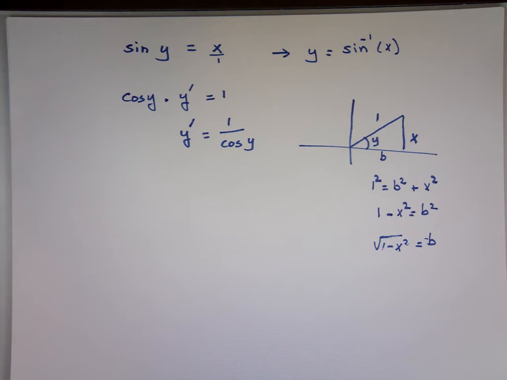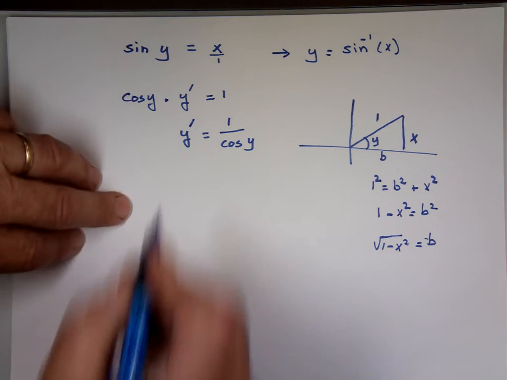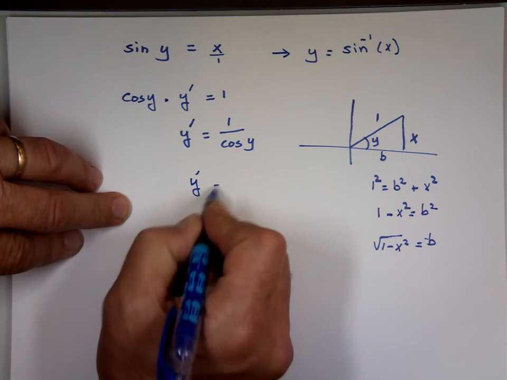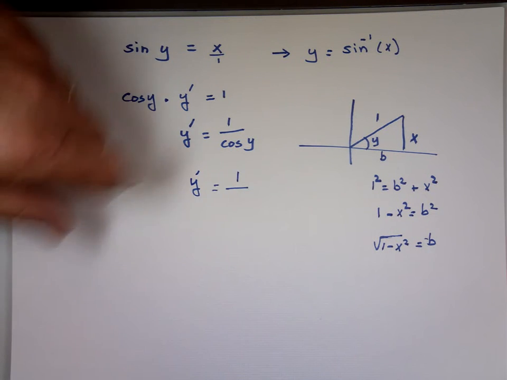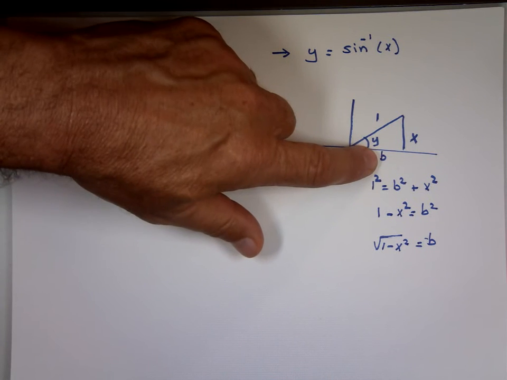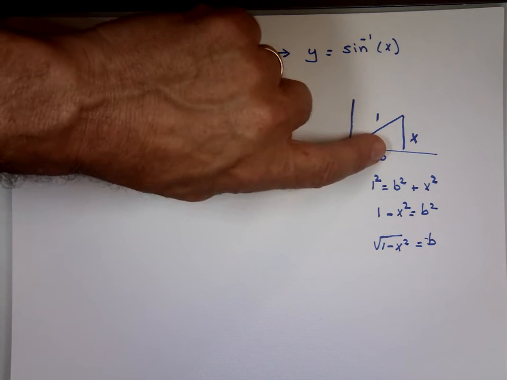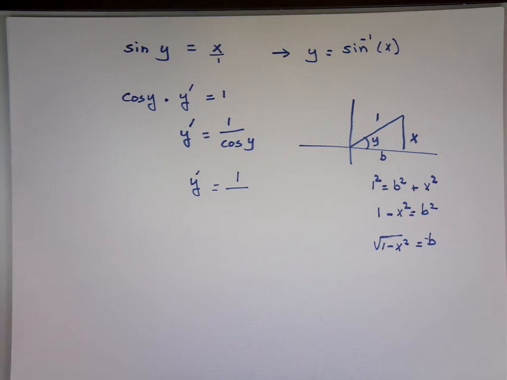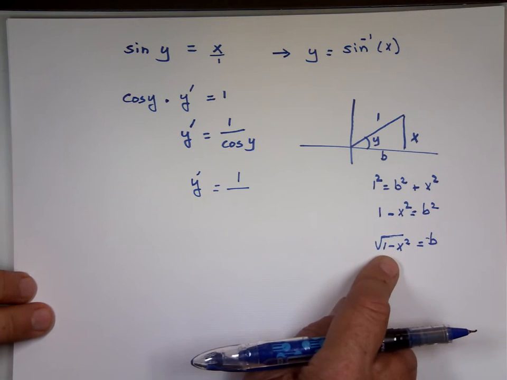So what is the inverse of that? Let's see, what's the cosine of that? It's 1 over... what is cosine y? Once you know what the side is, cosine is the adjacent over the hypotenuse. What's your adjacent? Square root of 1 minus x squared.